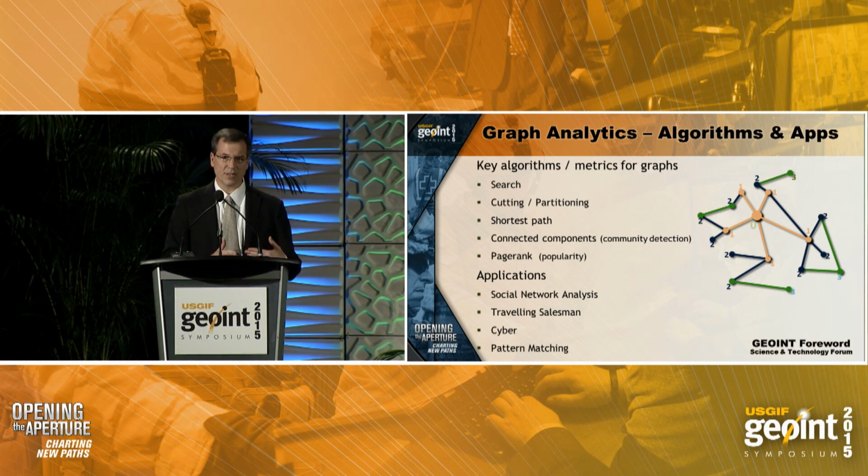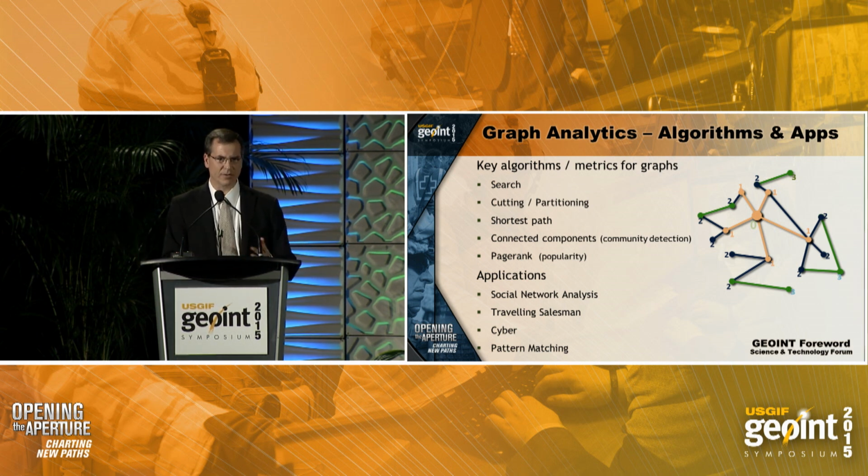There's cutting and partitioning, where you take a large graph and you try to cut it into two smaller graphs. Usually you're trying to do that in a way such that the number of edges that you have to cut in order to make those two smaller graphs is a minimum. There's shortest path, which is just what it sounds like, where you start with one node in the graph and you're trying to find the shortest path to another node of interest.